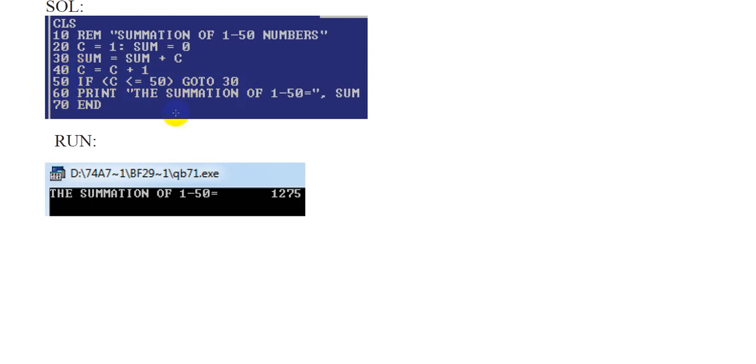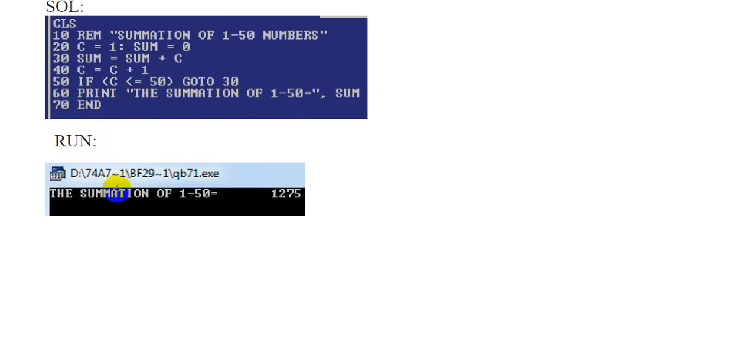60. You print the sum once the step procedure at 50 is done, then the successor procedure 70 is done, and you complete the mission or accomplish the task you are assigned to do here by printing. 50. If C equals or is bigger than 50, go to 30. 60. Print the summation of 1 to 50. 70. Conclude.